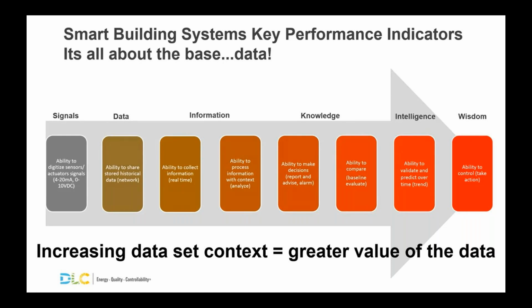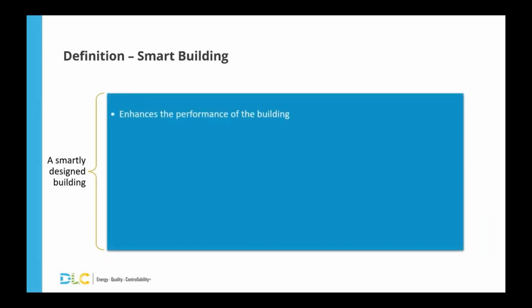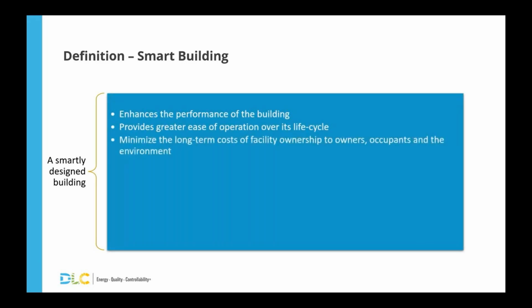So as we increase our data set context, we get greater value of that data. Part of the effort that we're working on here in the DLC is to make that data more applicable to an overall building automation project and also define it in the way of the smart buildings world. So here's my definition of a smart building that enhances the performance, increases the ease in operation, improves the cost at the facility ownership level.